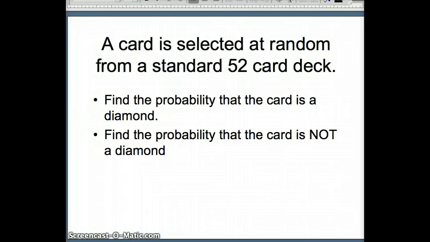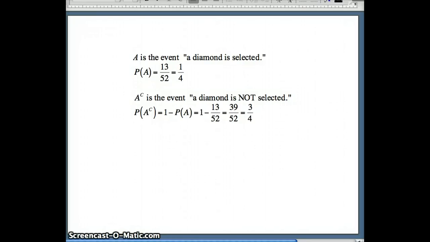Okay, if we're going to select a card from a standard 52-card deck, the first question is to find the probability that the card is a diamond. The second question is to find the probability that the card is not a diamond. Again, these are complementary events. To answer this question, we have to think about how many diamonds there are in a deck, how many cards total could we be selecting. So, 13 diamonds out of a total of 52. So the probability of getting a diamond, 13 out of 52, or 1 in 4.